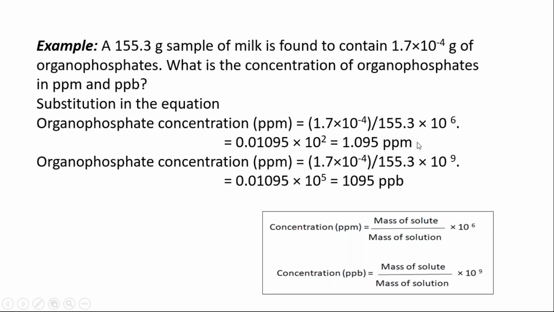1.095 parts per million. The same thing, if you have to convert it into ppb, now we move this by 3 decimals in the front, so it is 0.01095 into 10 to the power of 5, so it is equal to 1095 ppb. So ppb is multiplied by 10 to the power of 3, so you have this.